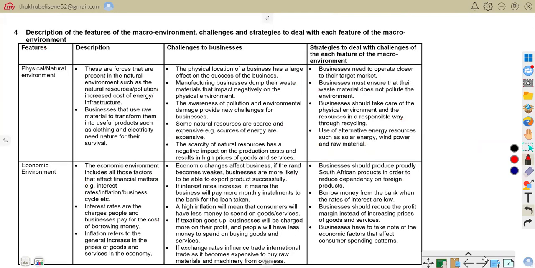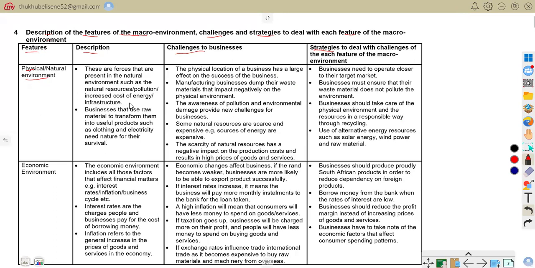So now we are under the description of the features of the macroenvironment, challenges, and strategies to deal with each feature of the macroenvironment. This is where we are. So we have features, you have description, you have challenges, as well as the strategies that you're going to use to deal with the challenges of each feature of the macroenvironment. The first feature is the physical or natural environment. The first feature is what? Physical or natural environment.